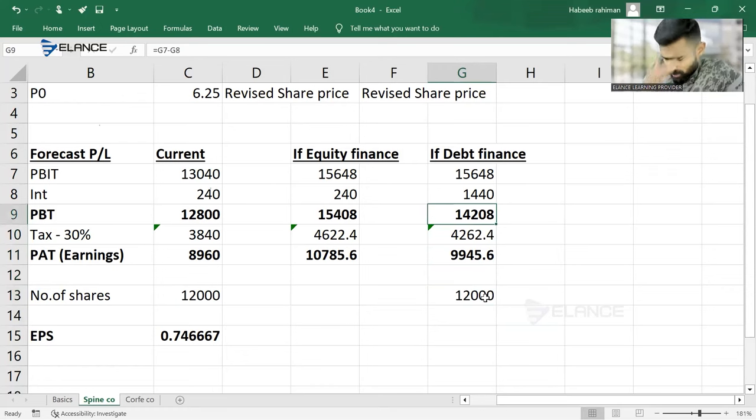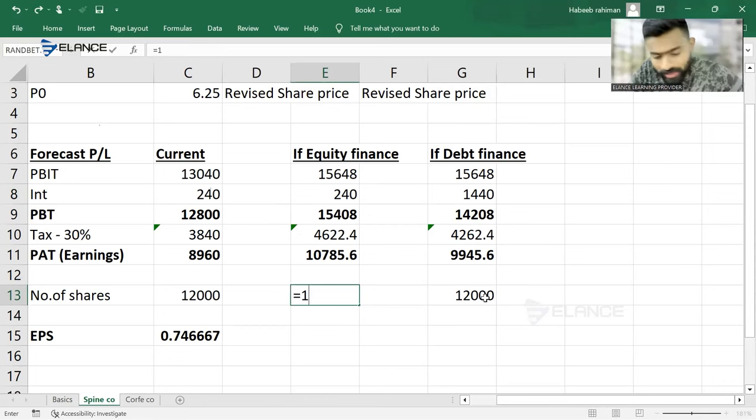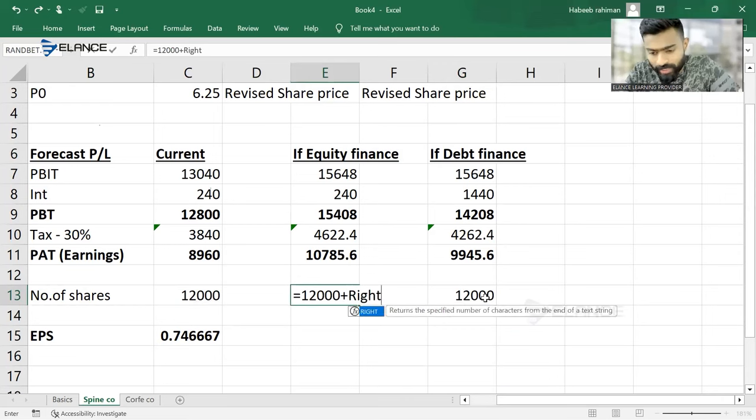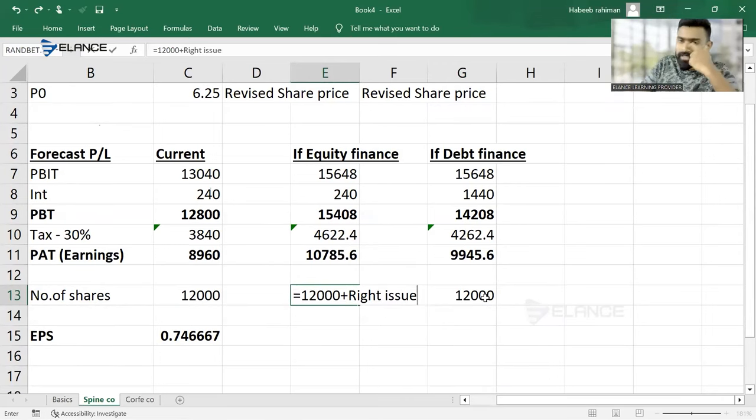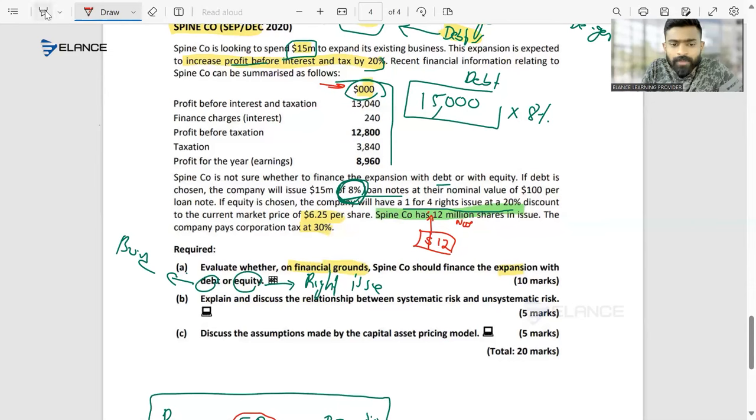Look here. Previously, interest increased for debt finance. But for equity finance, no change in interest. But for the number of shares, we need to calculate the new number of shares. So 12,000 is already there, plus there is some new rights issue. This will be the total number of shares then. What was the ratio for the rights issue from the question? Could you please pick it from the question?